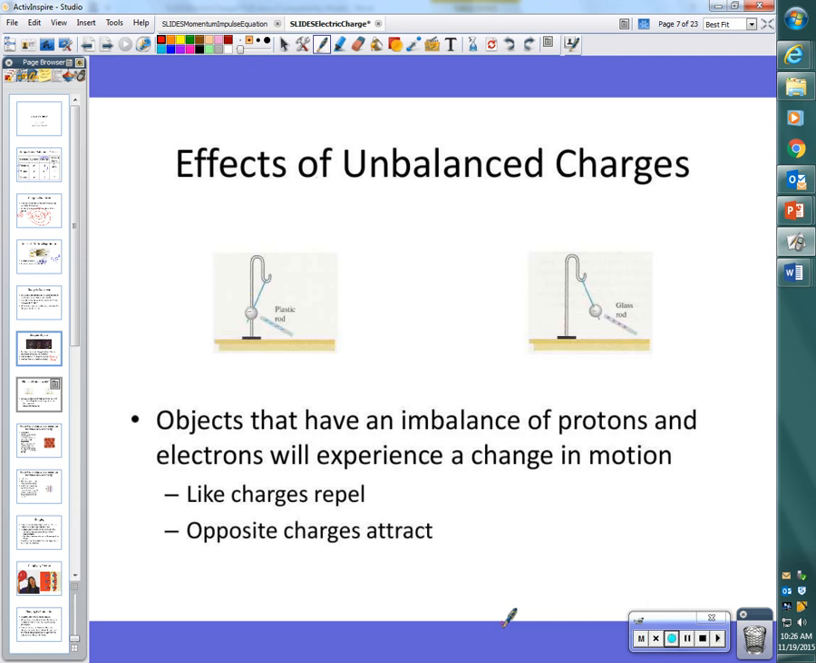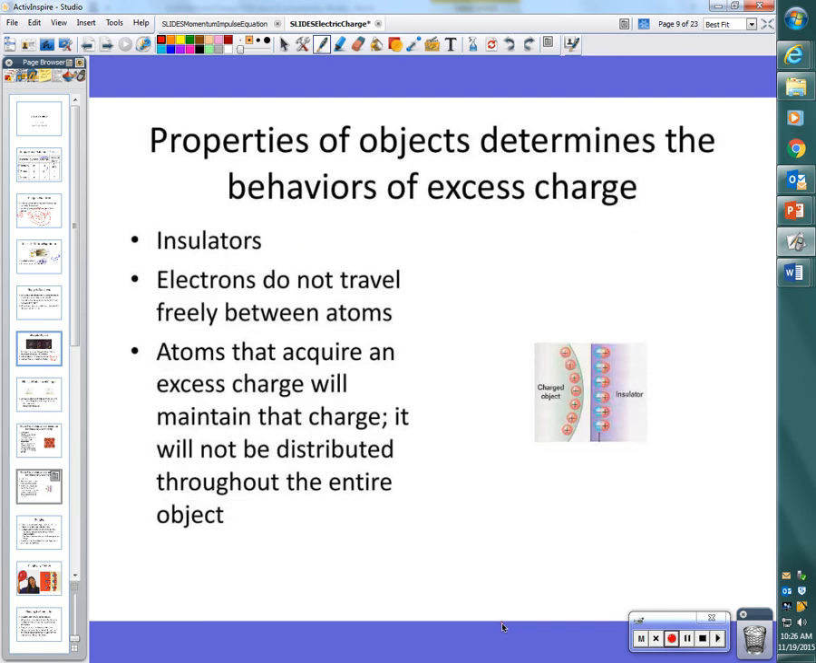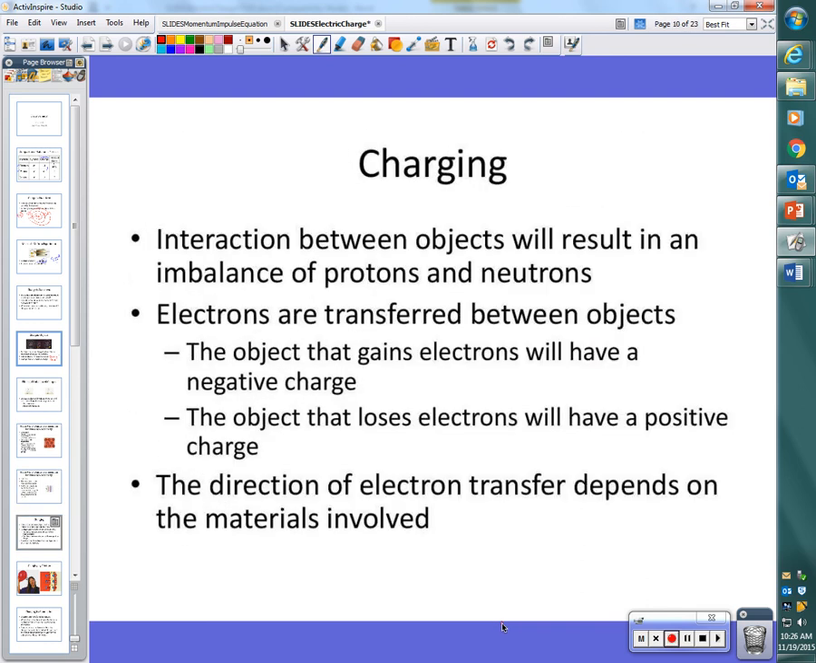All right, how does this happen? Well, there are three ways that it can happen, this achieving an imbalance of protons and electrons. We call that charging. Except I have to change something: interaction between objects will result in an imbalance not of protons and neutrons, but protons and electrons. Make sure you write that down properly, because an imbalance of protons and neutrons doesn't mean anything.